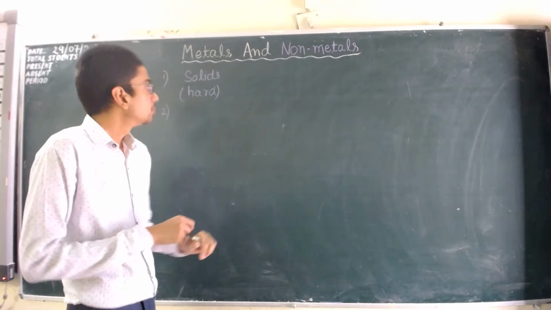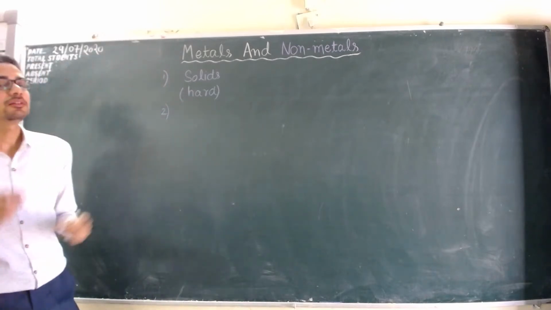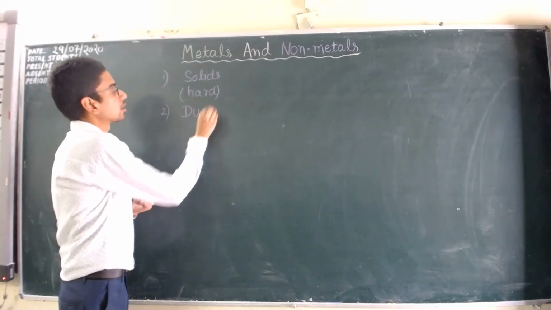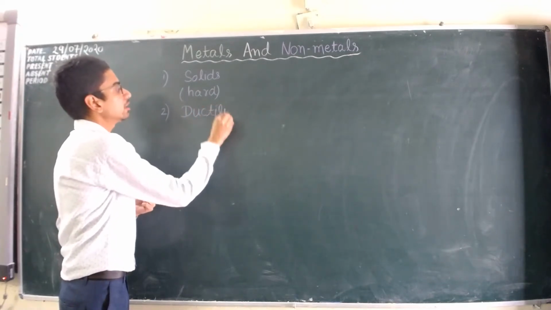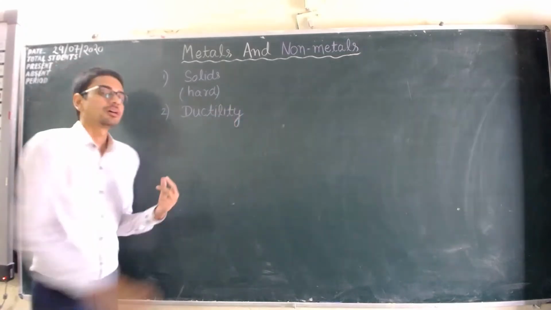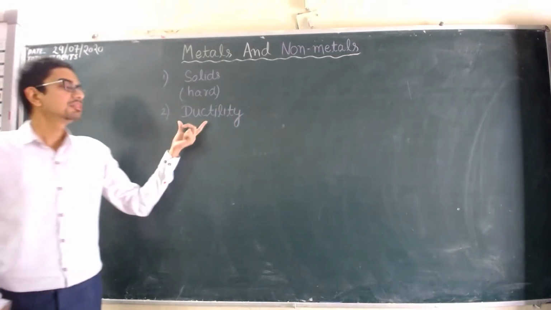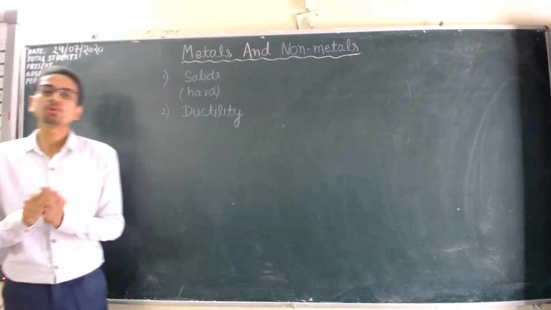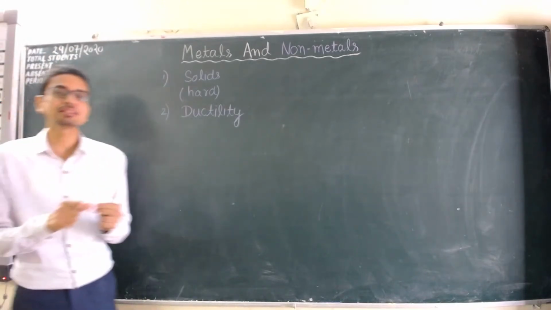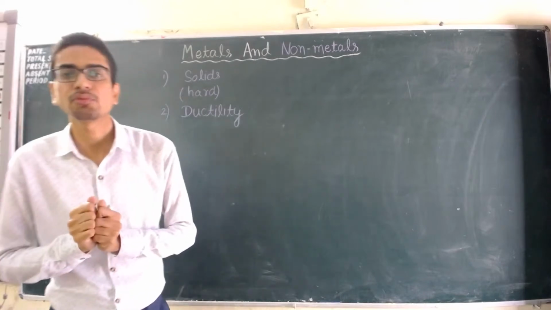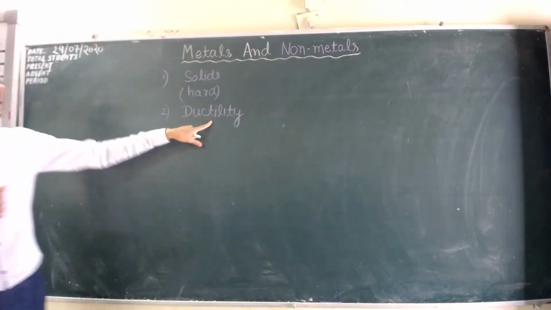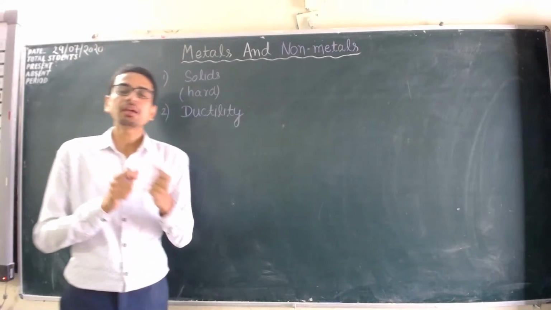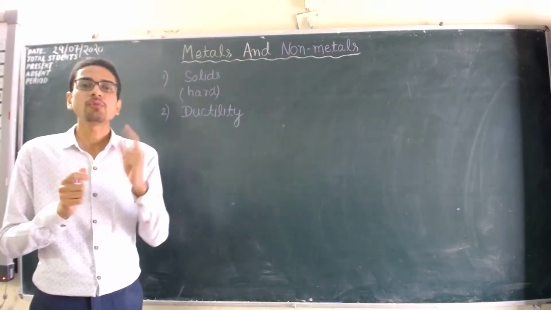There is a property of metals which you have studied many times: ductility. You have studied this in previous classes. Ductility means metals can be drawn into wires. You can make long wires from a metal. For example, if you take 1 gram of gold, you can make a 2 kilometer wire from that 1 gram.